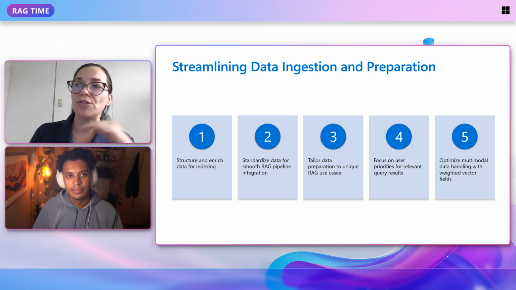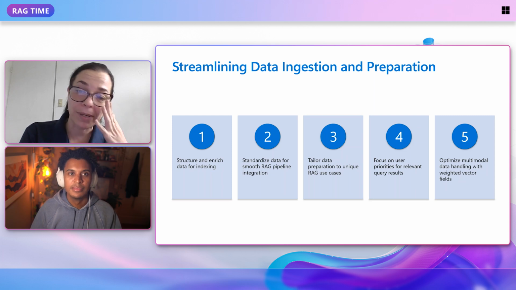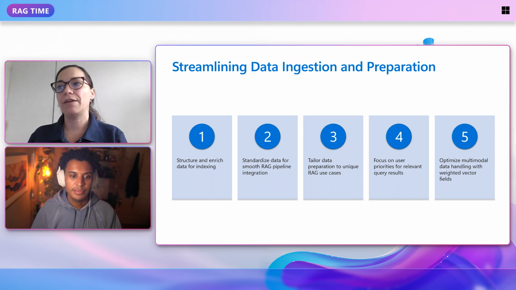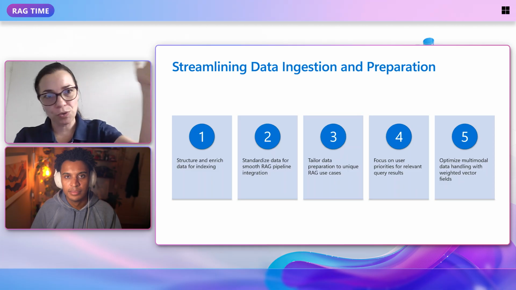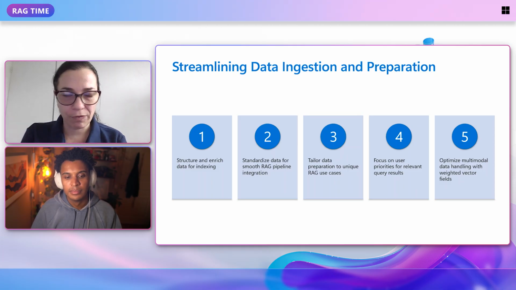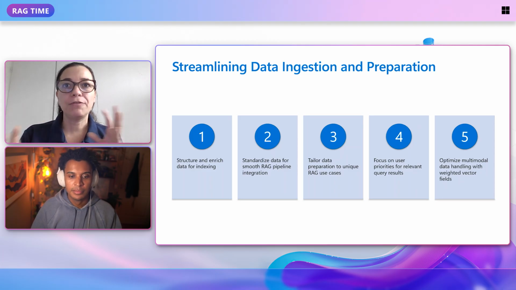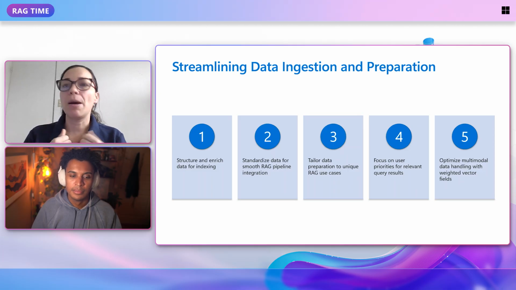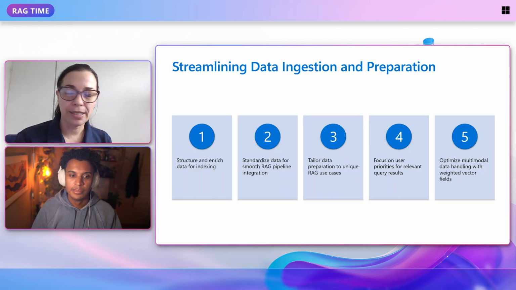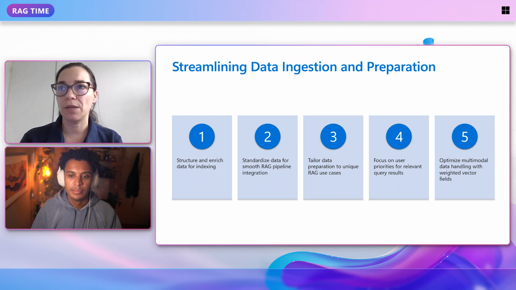You need to make sure to standardize data for smooth RAG pipeline integration, and tailor the data preparation to unique RAG use cases, because all of the use cases, depending on what your customers are looking for, will be different. You need to focus on your user priorities and understand what type of answers they are expecting so you can weight different factors and give priority to what they're looking for. And finally, optimizing multimodal data handling with weighted vector fields and make sure that you are giving them what they're looking for.